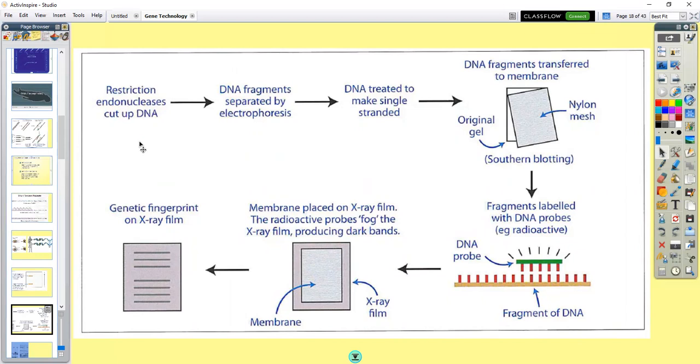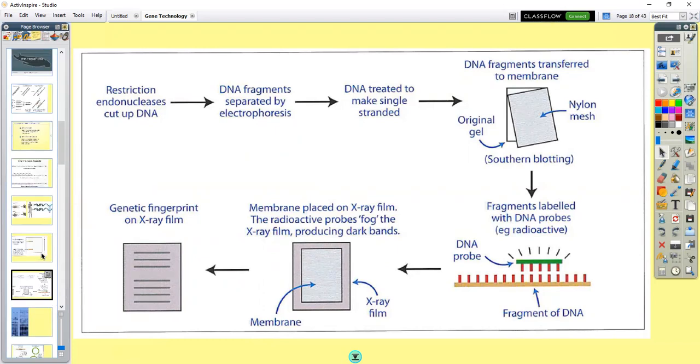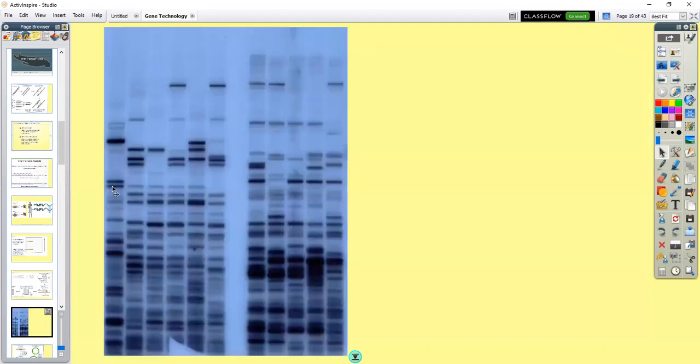You have your restriction enzymes cut up the DNA. You separate those by your electrophoresis. That can be treated then when it's single-stranded, and you can add DNA probes, etc., to it as well. And that gives you a single genetic fingerprint on an X-ray film, and those are different for individuals because their DNA is different. Okay, and you can see here, this is your DNA fingerprint on the X-ray film that would be seen.